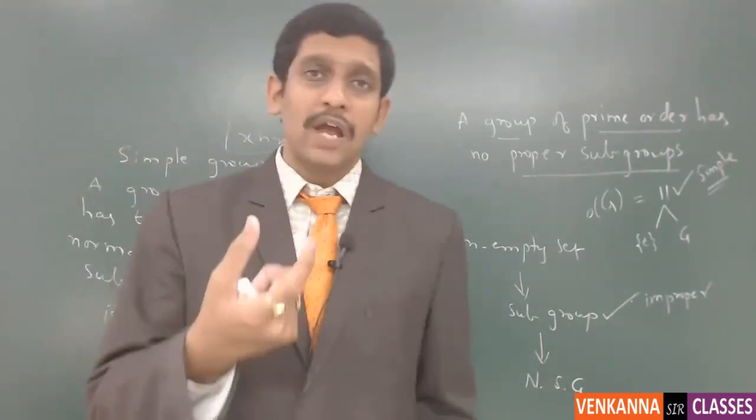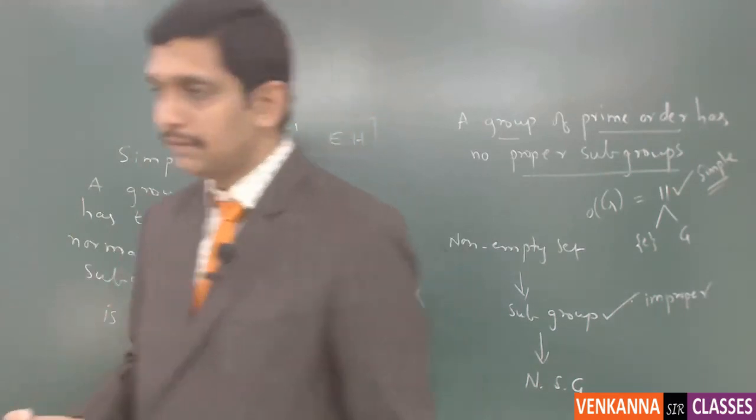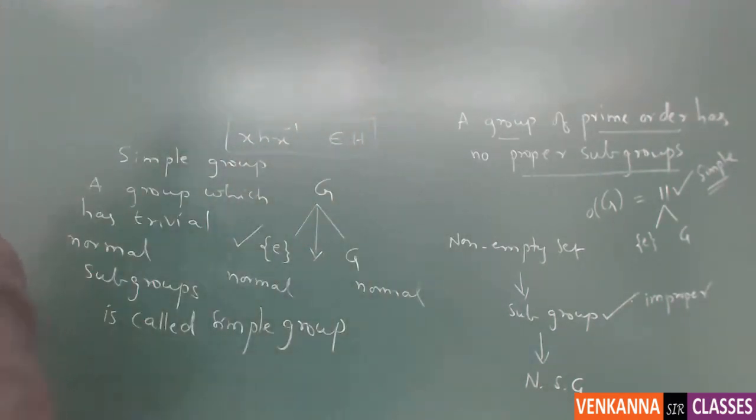Yes, every normal subgroup is an abelian group. They will satisfy the commutative property.